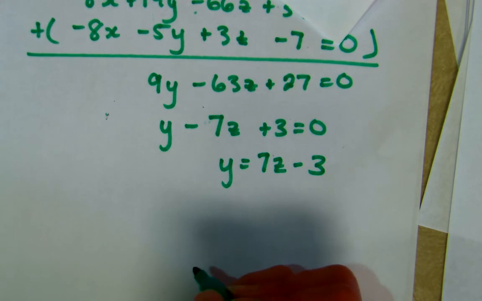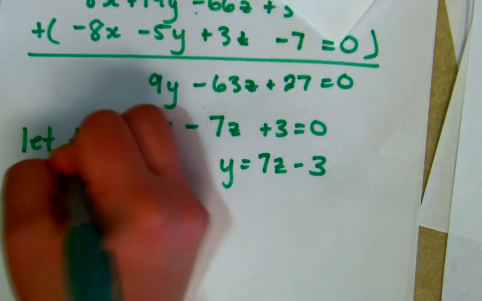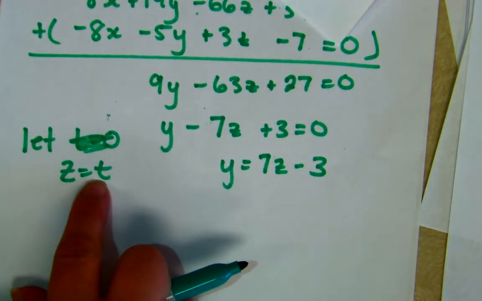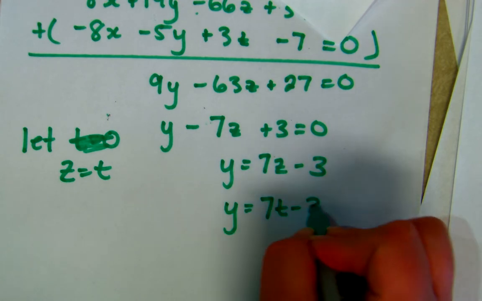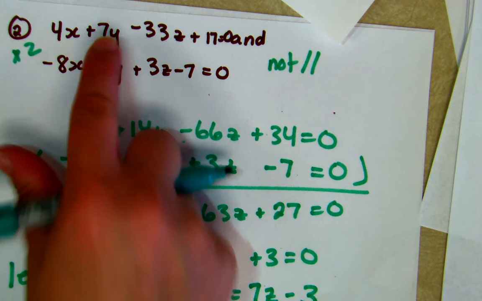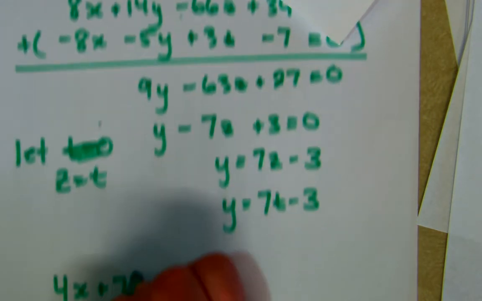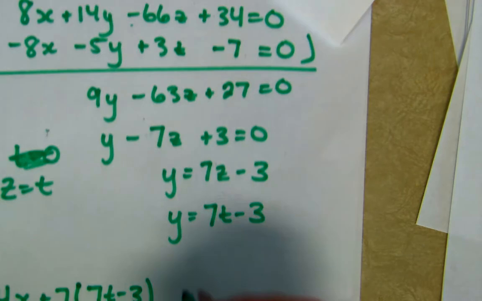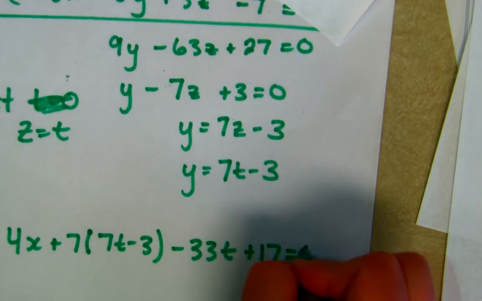I know because they're not parallel, they're going to intersect and align. So I'm going to let z equal t. Again, if I had eliminated another variable, you can let x or y equal t, it doesn't matter. But now y becomes 7t minus 3. I'm going to go back up and pick an equation. I'm going to pick this top one here that I hadn't multiplied. So I'm going to do 4x plus 7y, but y is 7t minus 3, minus 33z, which becomes minus 33t plus 17 equals 0.